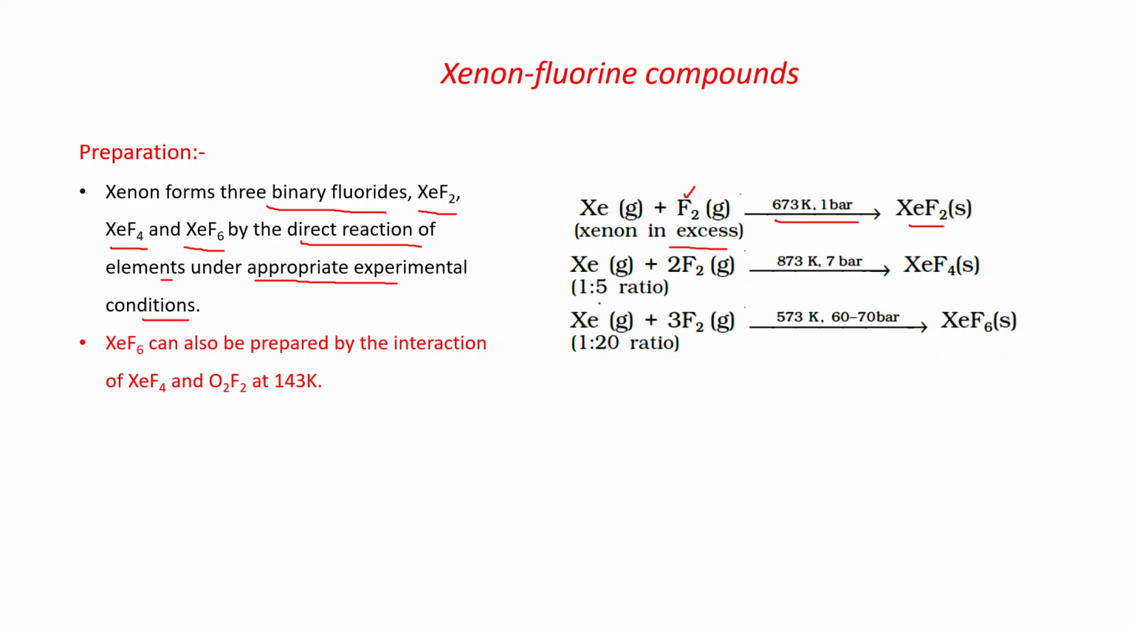When xenon and fluorine are in 1:5 ratio, under these conditions, they will convert into XeF4. And when xenon and fluorine are in 1:20 ratio, under these conditions, they will convert into XeF6. Xenon hexafluoride can also be prepared by the interaction of XeF4 and O2F2. This reaction represents this one.